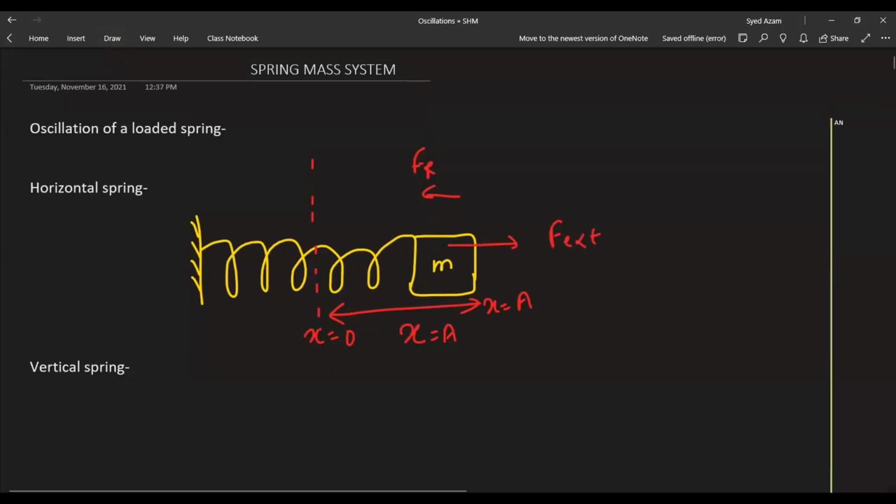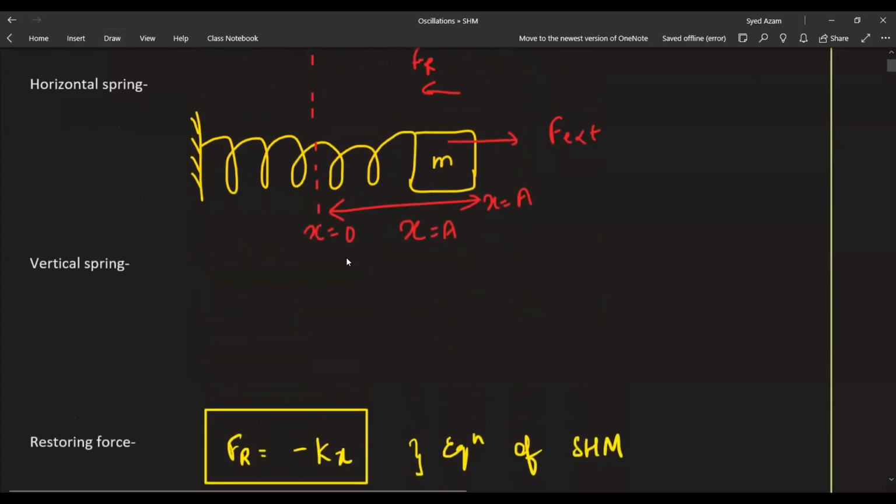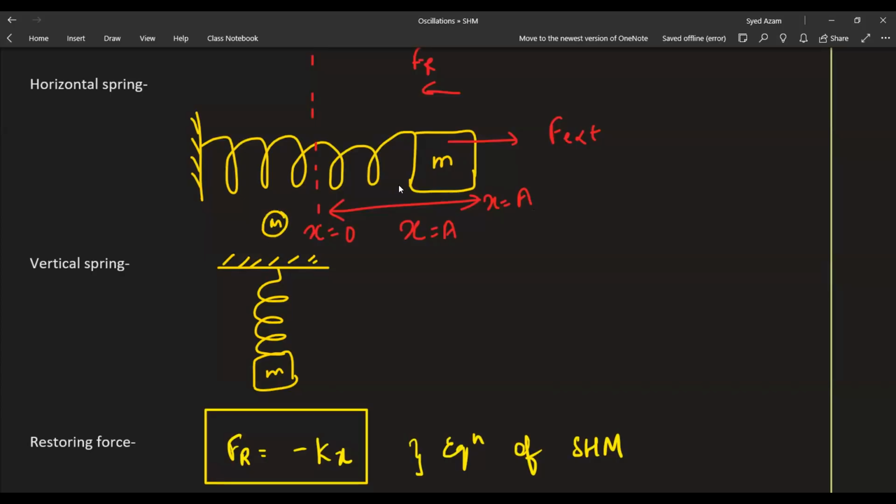Similarly, there is an arrangement of the vertical spring also. Vertical spring means the same thing. Like this, the spring is put. So again, it will also have its mean position and it will extend to its extreme position.